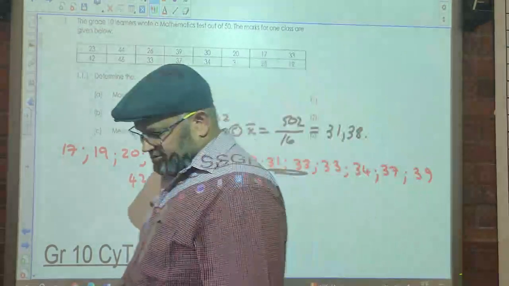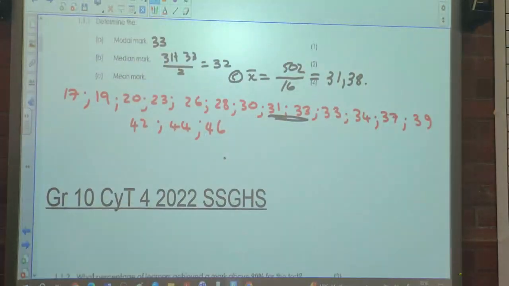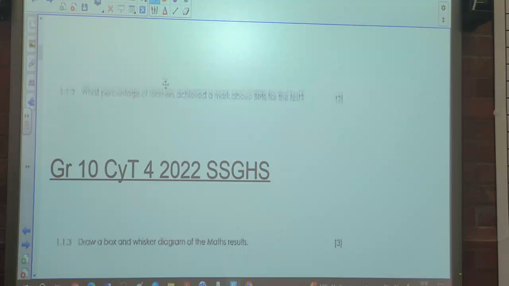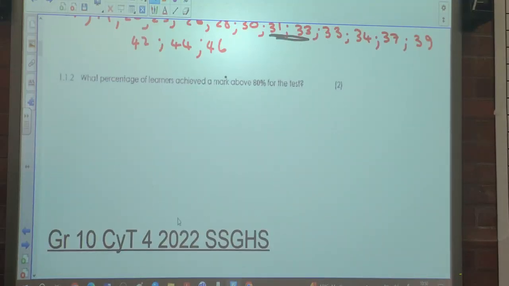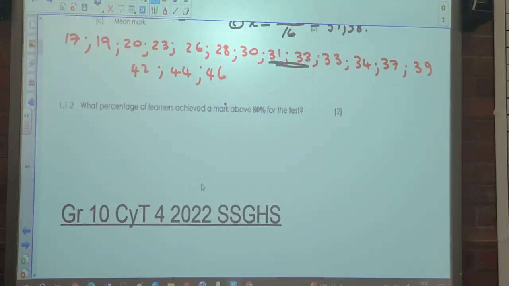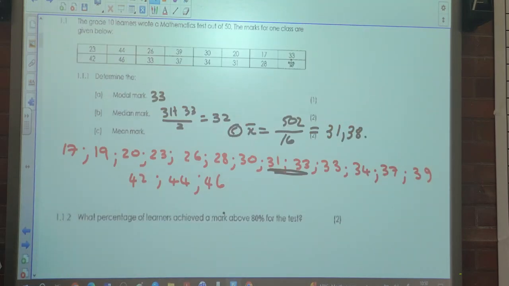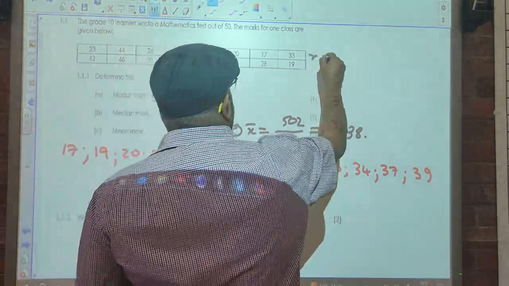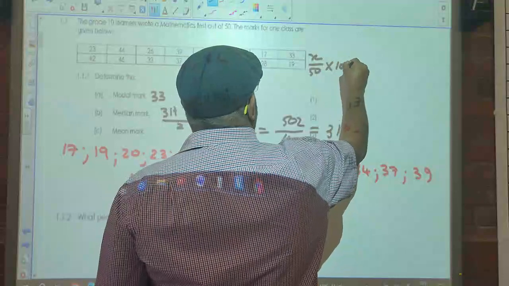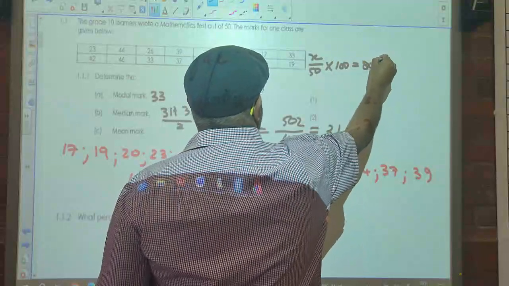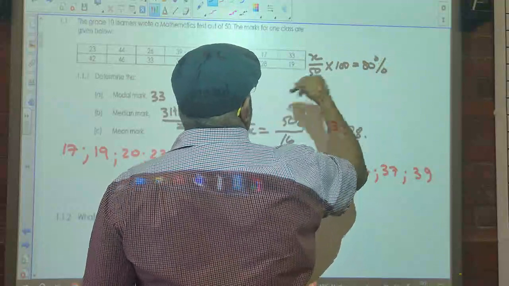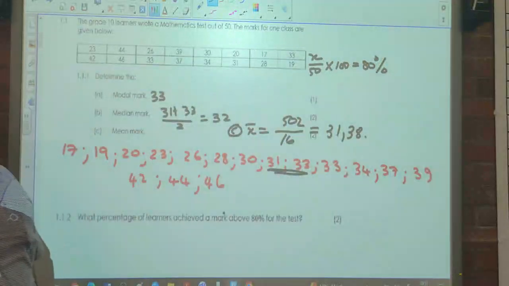Okay. Let's look at 1.2. What percentage of learners achieved a mark above 80%? So this test is out of 50. So how much out of 50 is 80%? 40. For those of you who don't know, we would have said x divided by 50 times 100. So they give us 80%. Then you divide by 100, you times by 50, and you get 40.